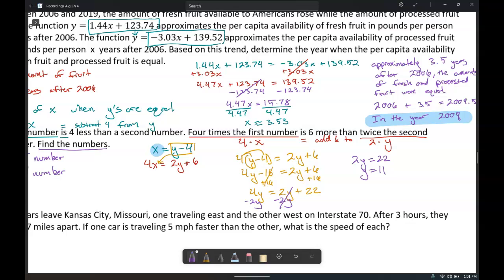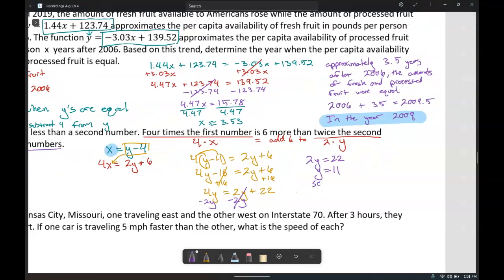So what we've done is we've found the second number. We know the second number is 11. And then what we can do is use one of our other equations in order to find the first number. Well, our first equation tells us the first number in terms of y, our second number, pretty easily. X equals 11 minus 4. Therefore, our first number is 7. So our numbers are 7 and 11.